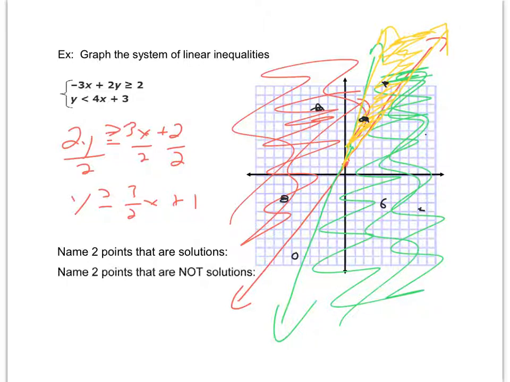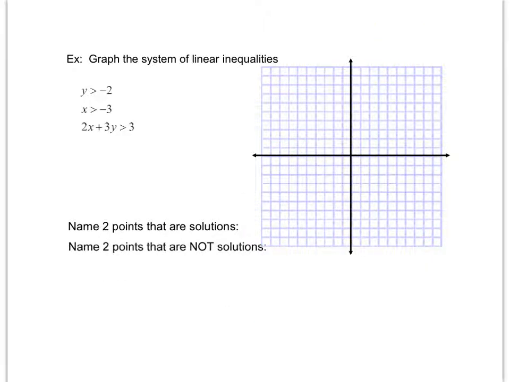Alrighty. Okay, let's try this guy. I have 3 inequalities, a system of 3 inequalities. y is greater than -2. x is greater than -3. And 2x + 3y is greater than 3. So I'm going to do the first one in yellow.